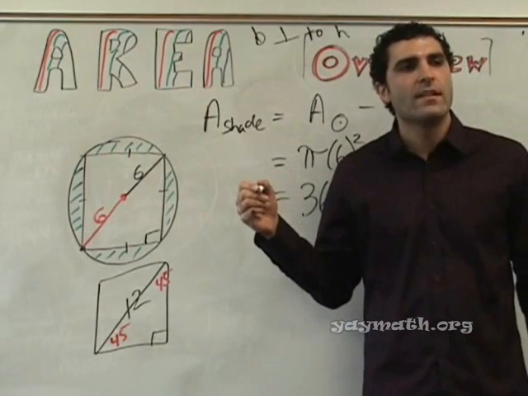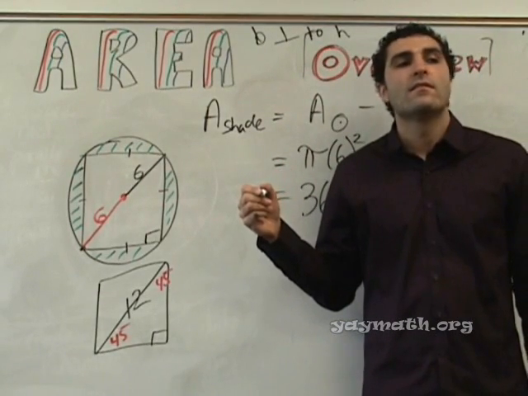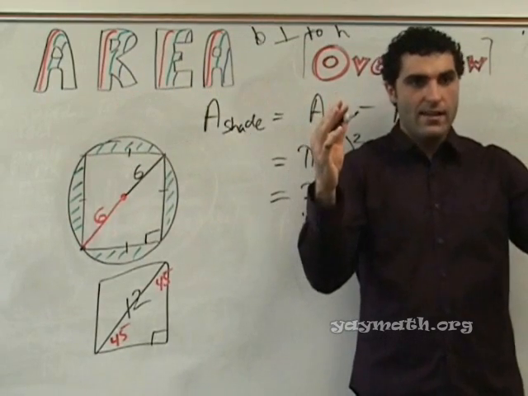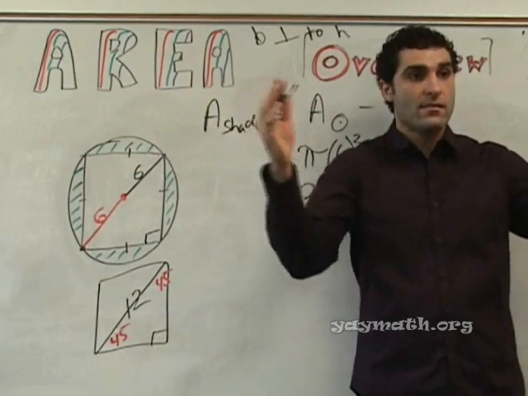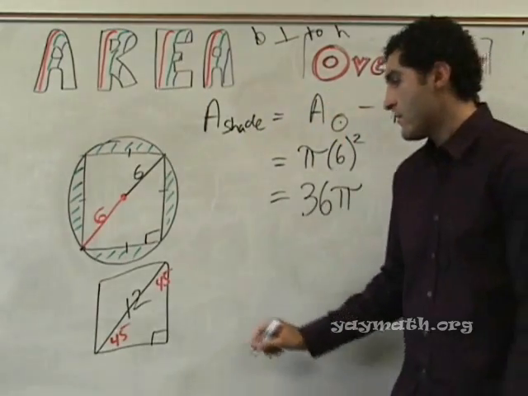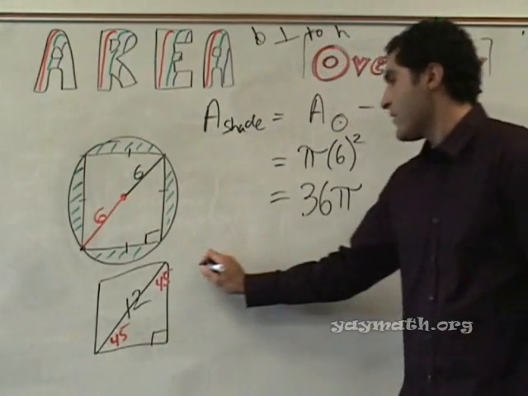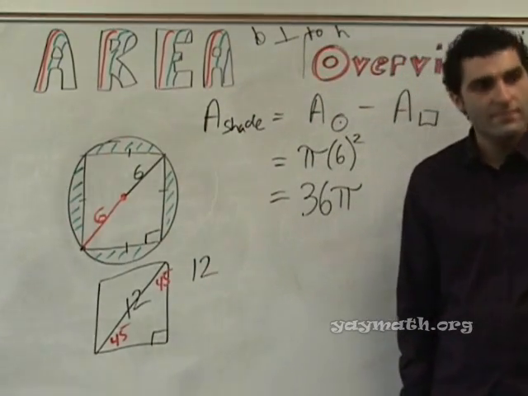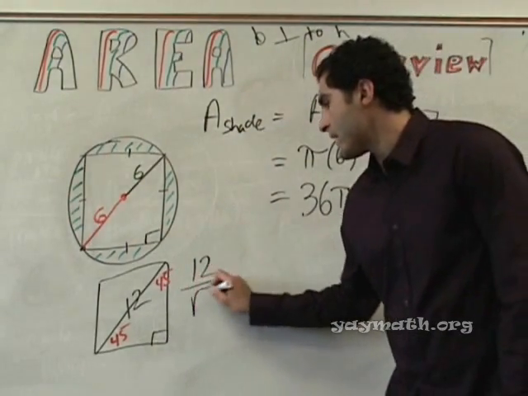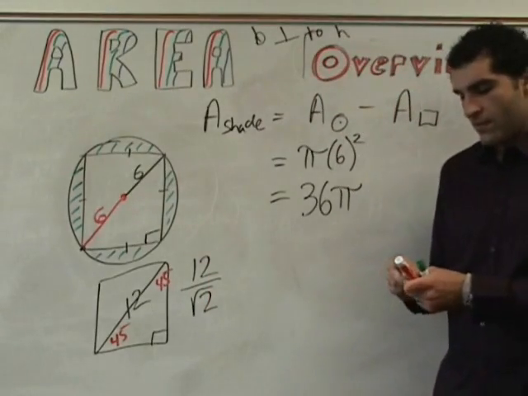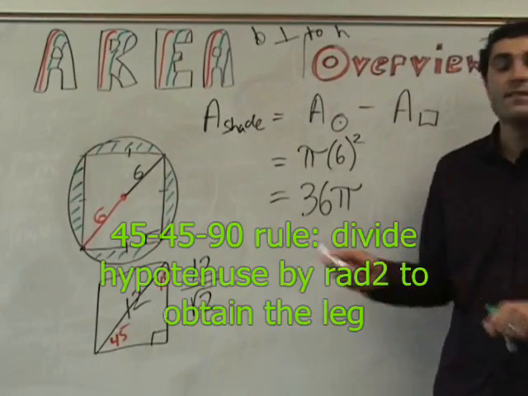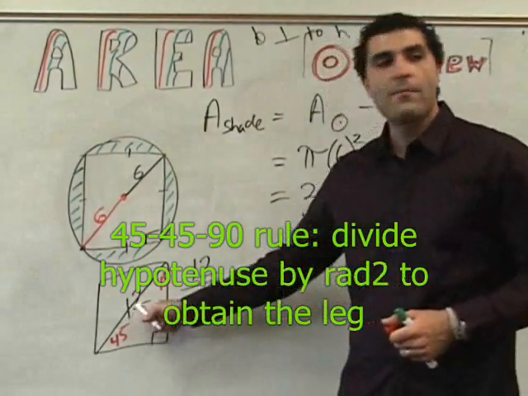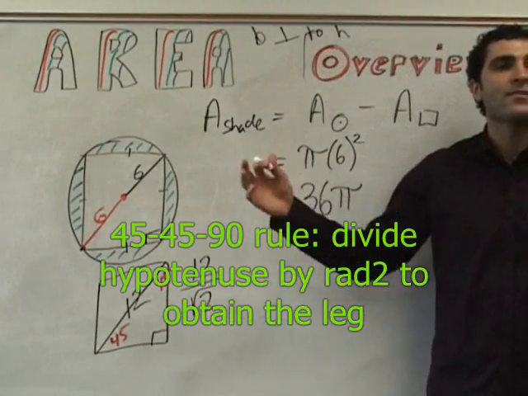Then 12 over 1 times radical 2? Not times. Divide. Hypotenuse to leg, right, guys? Is making it smaller, dividing it. So it's 12 over radical 2. I always do 12 over 1 times radical 2 over radical 2. To get from hypotenuse to leg, we divide the hypotenuse by rad 2.